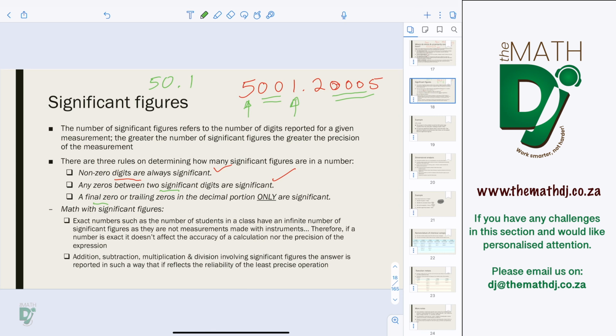In addition, subtraction, multiplication, and division involving significant figures, the answer is reported in such a way that it reflects the reliability of the least precise operation. So, for example, let me draw a rectangle here. Let's say we use different measuring instruments to measure the length. You measure the length here, maybe you get 10 centimeters. Then you use another measuring instrument on this side.